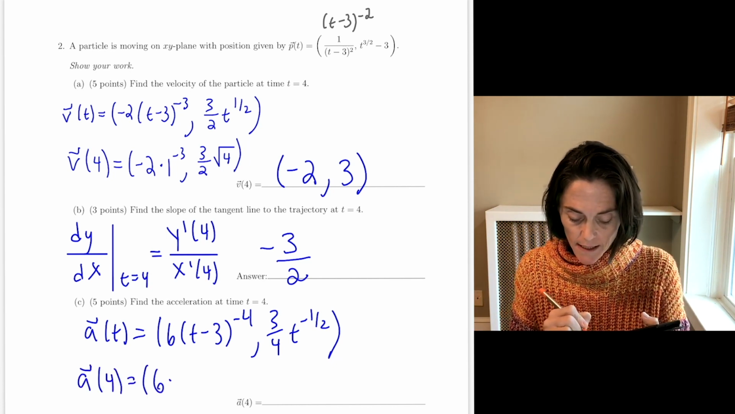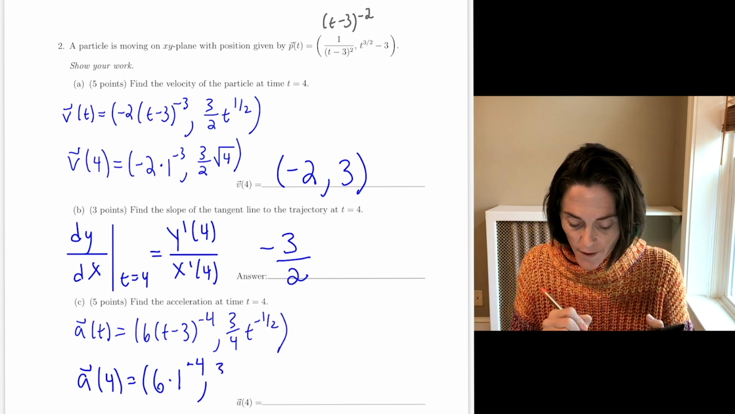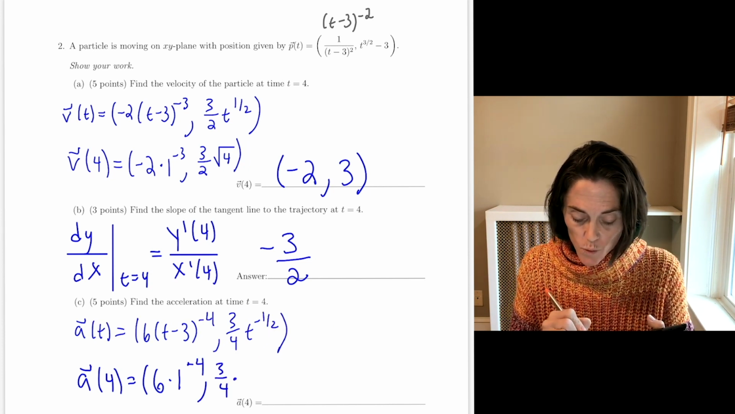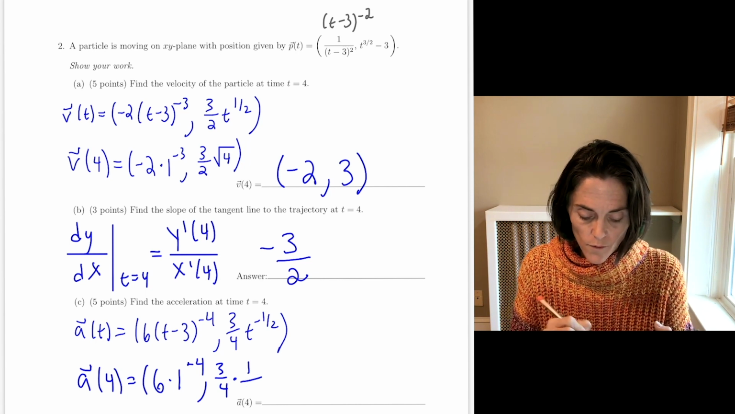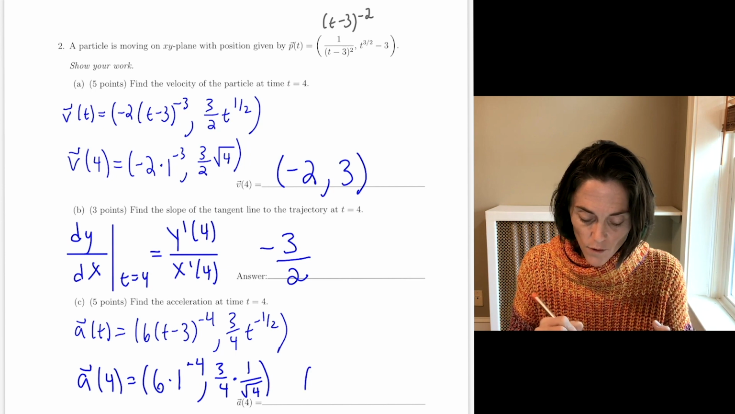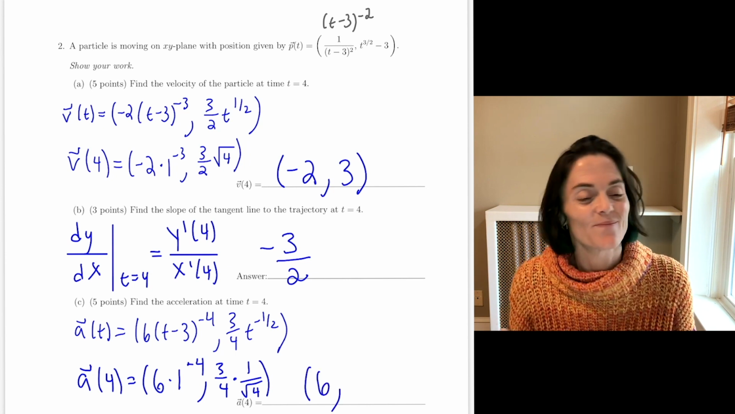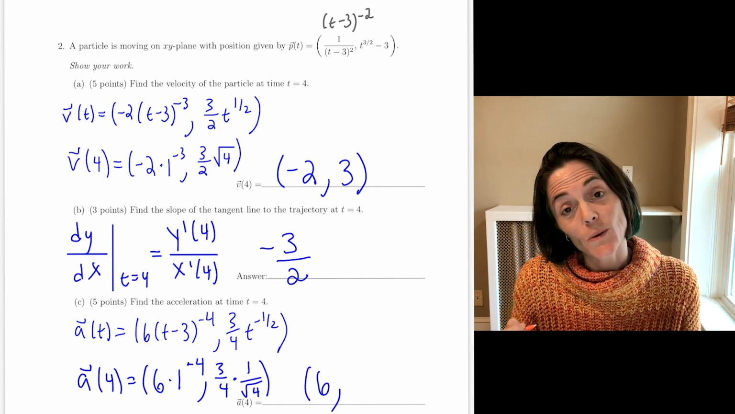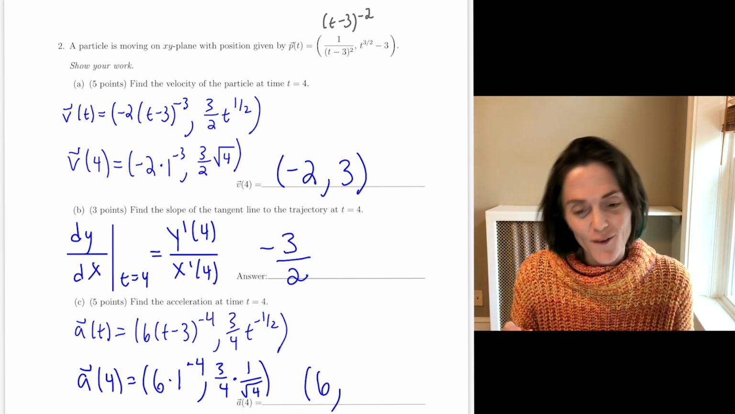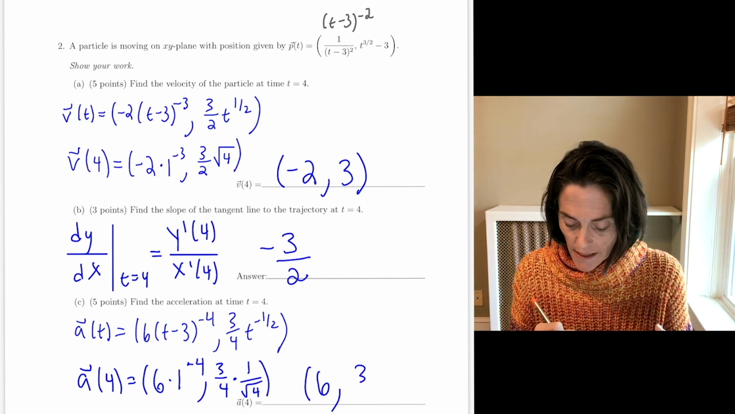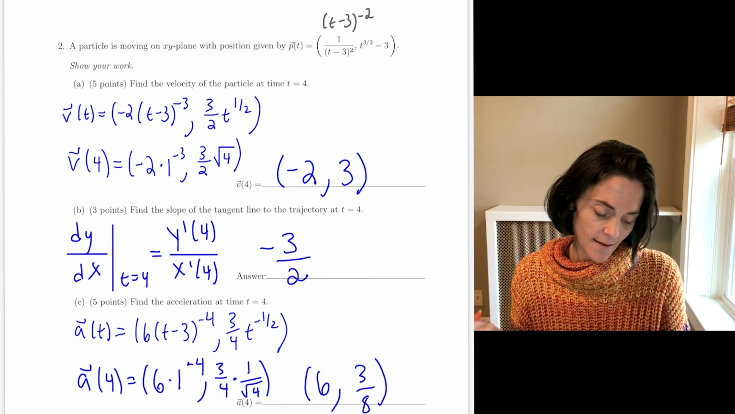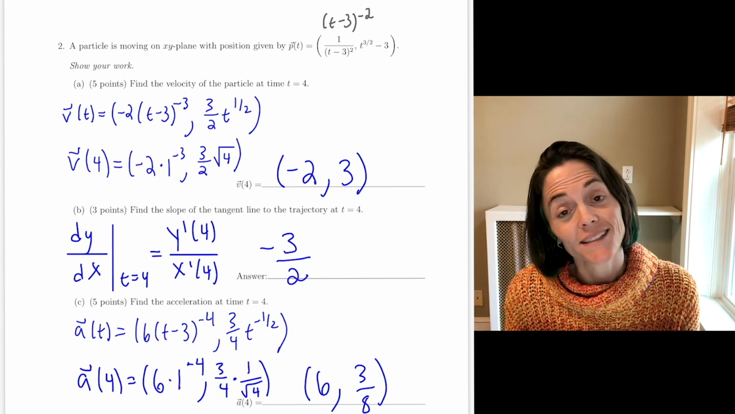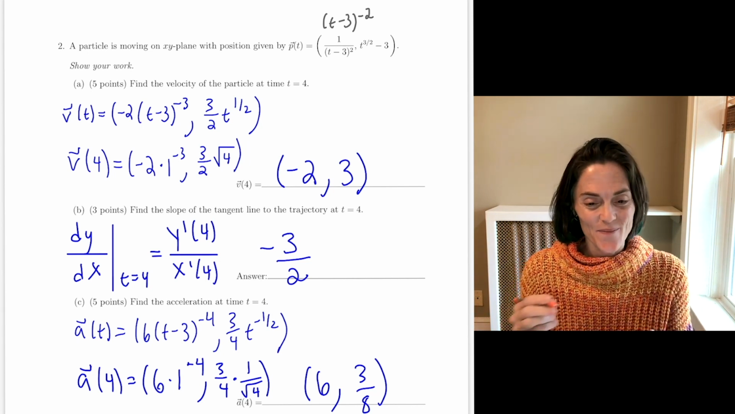Well, we have 6 times 1 to the minus 4. Then we have 3 over 4 times 1 divided by the square root of 4. This is 6. 1 divided by the square root of 4 is 1/2. So we have 3 over 4 times 1/2. This is 3 divided by 8. So this is my acceleration vector at time t equals 4.